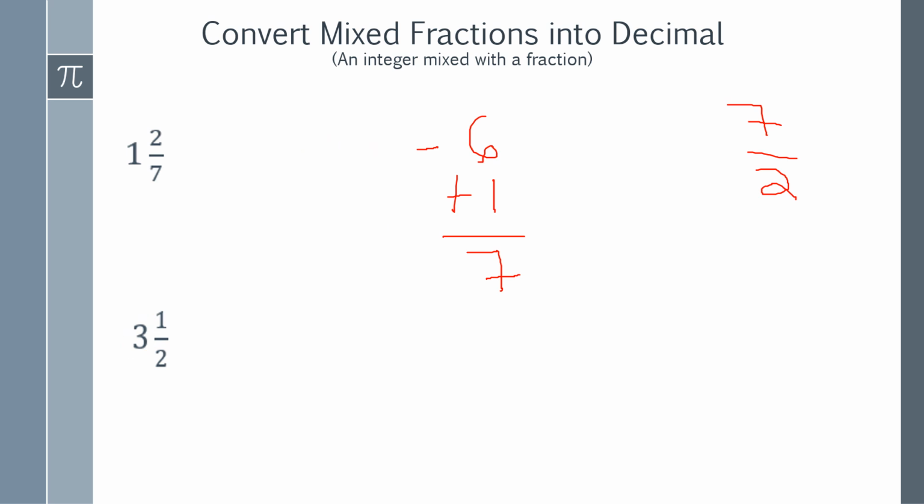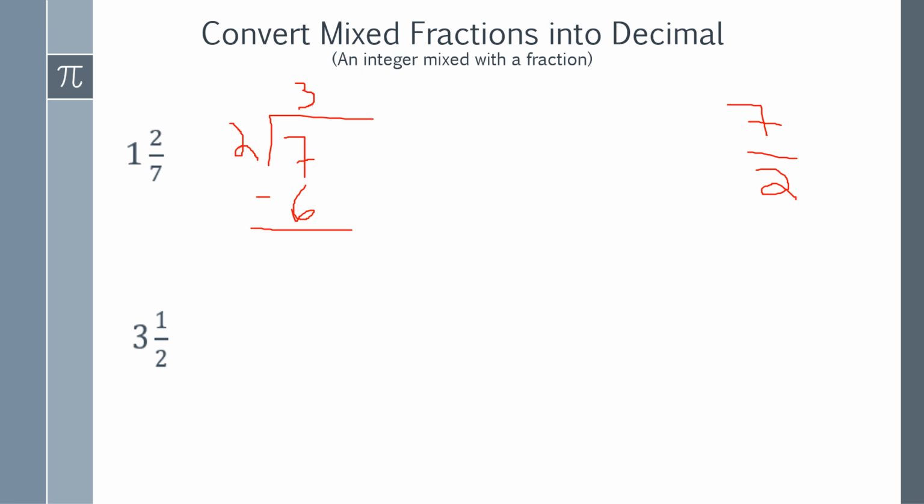So now that we have our improper fraction, we can go ahead and follow the rules. Again, regardless of which number is larger or which number is smaller, the denominator always goes on the outside. You have your division sign, and then you put your numerator on the inside. And after you do that, you just start doing your division. 2 can go into 7 3 times, and 3 times 2 is 6. 7 minus 6 is 1.